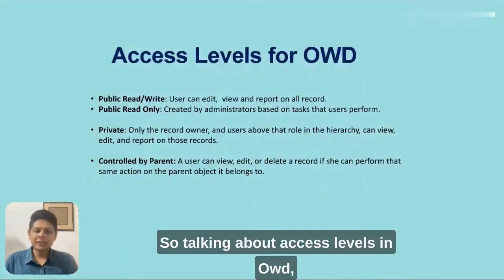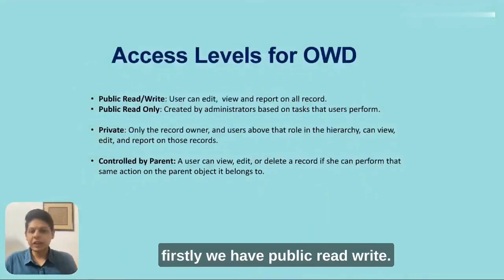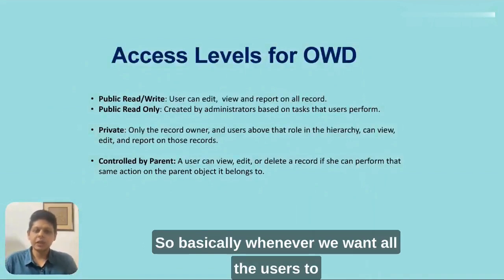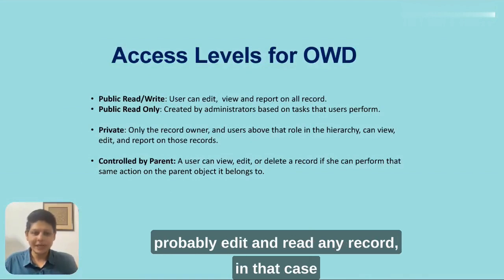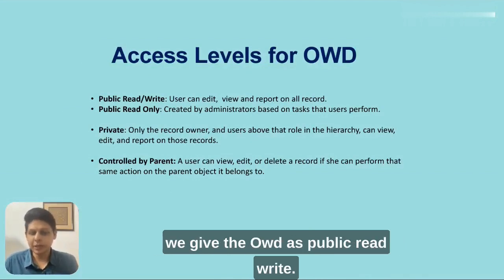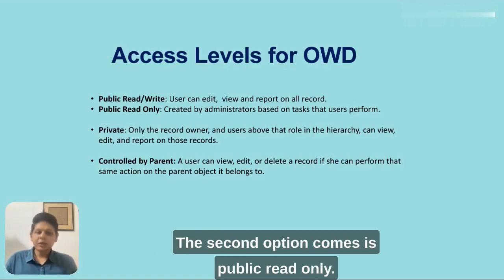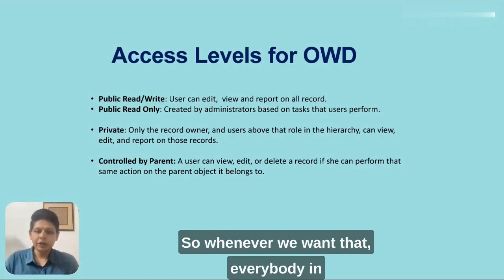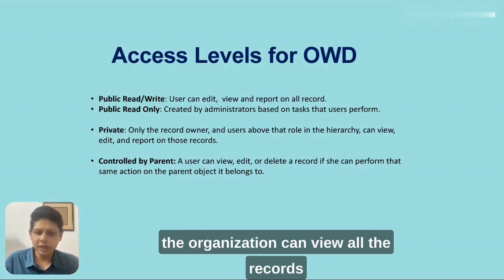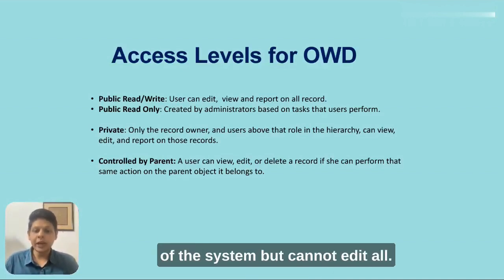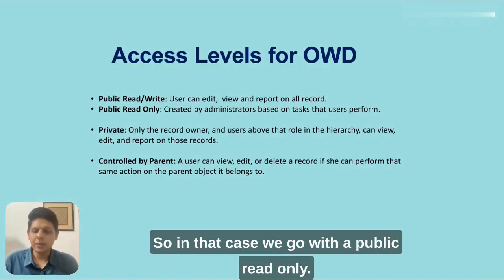Talking about access levels in OWD, firstly we have public read write. Whenever we want all the users to be able to edit and read any record, we give the OWD as public read write. The second option is public read only. Whenever we want everybody in the organization to view all the records of the system but not edit them, we go with public read only.